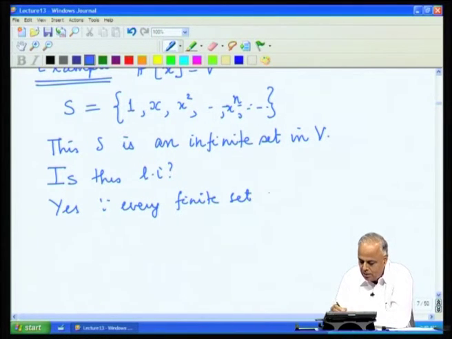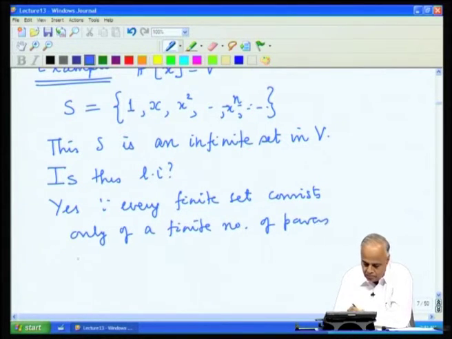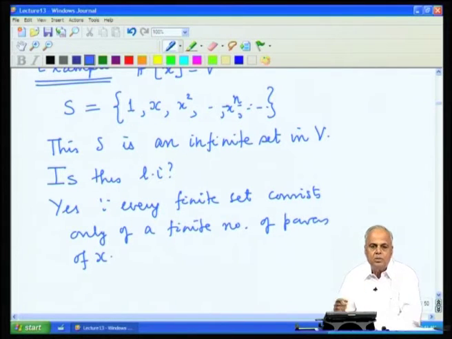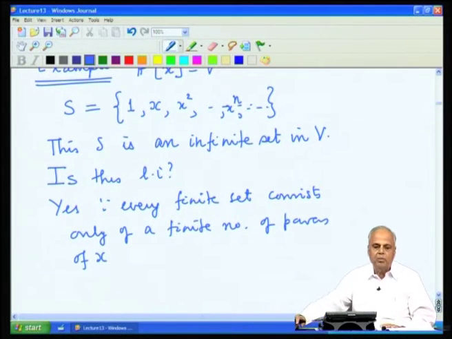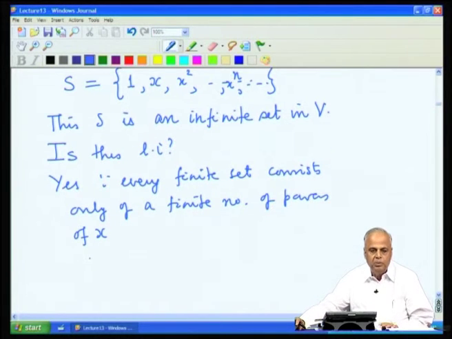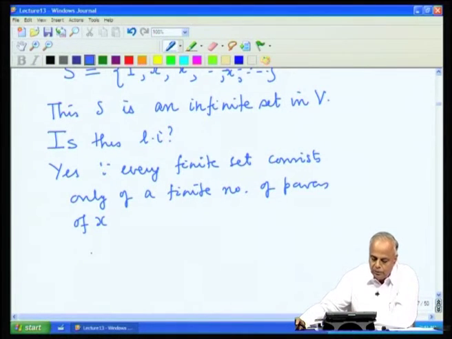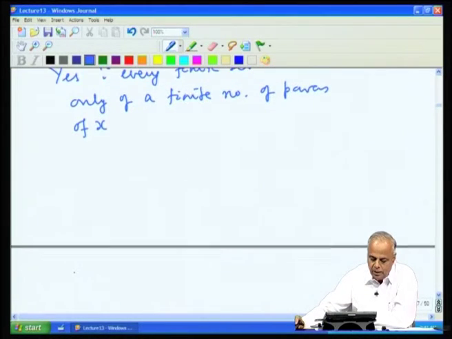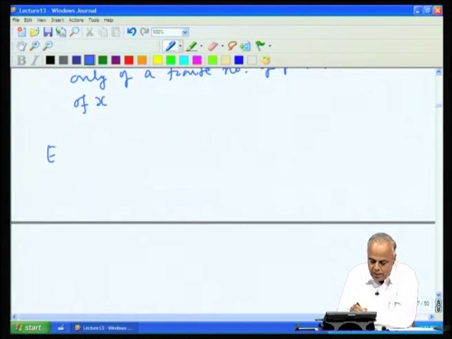and hence the answer is yes, the set S is linearly independent, because every finite set consists only of a finite number of powers of x, and hence, as I said, any combination will be a polynomial, and that will be 0 if and only if all the coefficients are 0. So, therefore, every finite subset is linearly independent, and hence the original set is linearly independent. Let us look at another example.